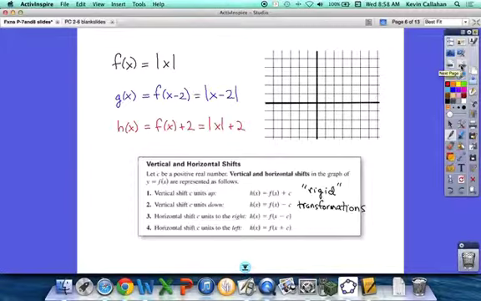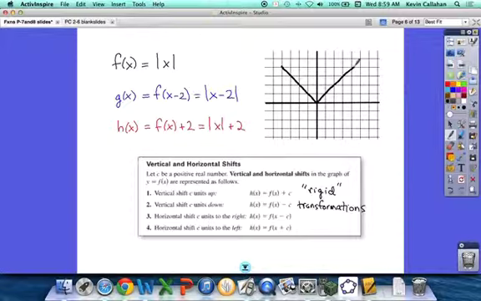Let's see. The absolute value of x. Do we know what the shape of an absolute value function is? Instantly? It's a V, right? It's a V with the vertex at the origin. It opens up something like that.